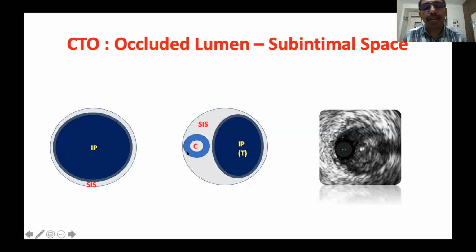This is a wire with your IVUS catheter. This crescent-shaped structure is your hematoma, and this round structure is your collapsed intimal plaque. You have gone through here, and this space accumulated a lot of blood, and the intimal plaque is collapsed to one side. So this is a typical IVUS appearance: this is your collapsed intimal plaque and your IVUS catheter in the subintimal or medial space. And this crescent-shaped structure is your hematoma. So this is the typical appearance of the subintimal wire passage.